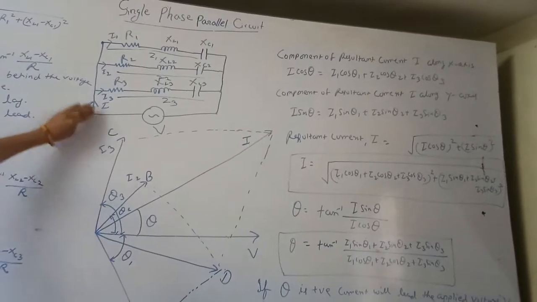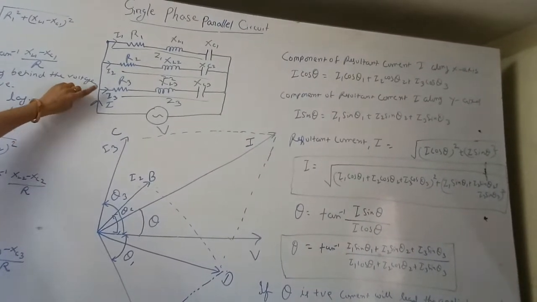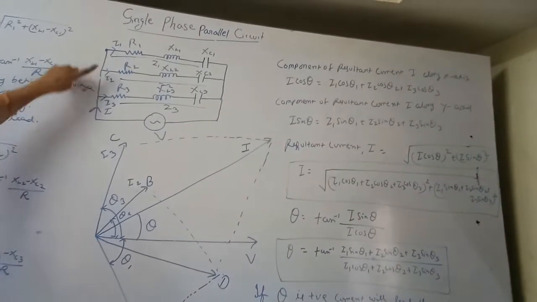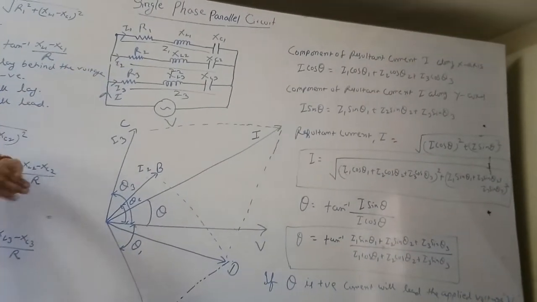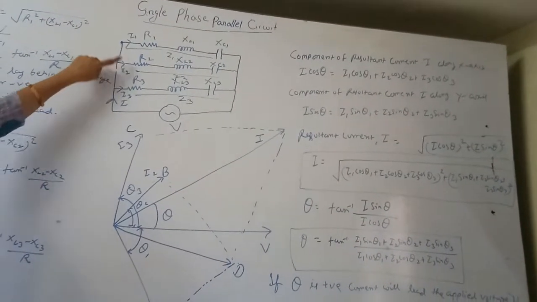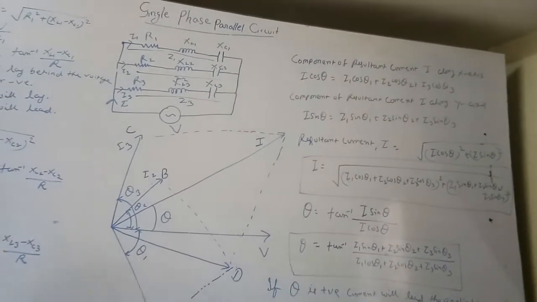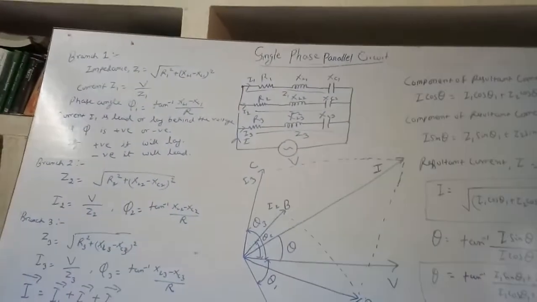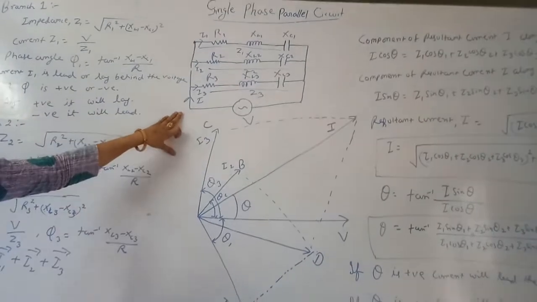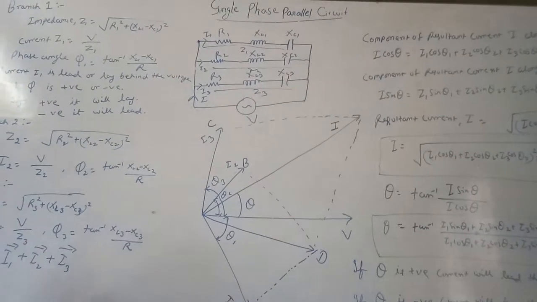Current flowing through the circuit is I, and it is divided into three parts, that is I1, I2 and I3. This current I is the resultant, the sum of those three currents I1, I2 and I3. So we have to calculate these currents and the phasor diagram of this circuit.